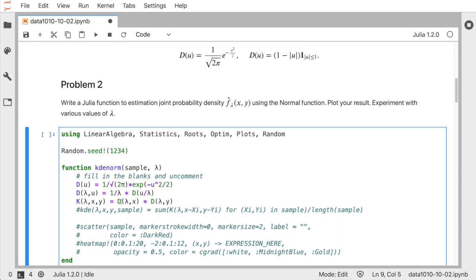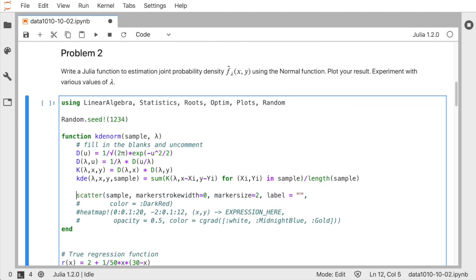So K lambda is going to be D lambda of x times D lambda of y. That's just like we discussed above. And the kernel density estimator evaluated at a particular point (x, y) is going to have this structure that we discussed. So we sum K lambda of (x minus x_i, y minus y_i), where these pairs range over the observations in our sample, and then we divide by how many of them we have.